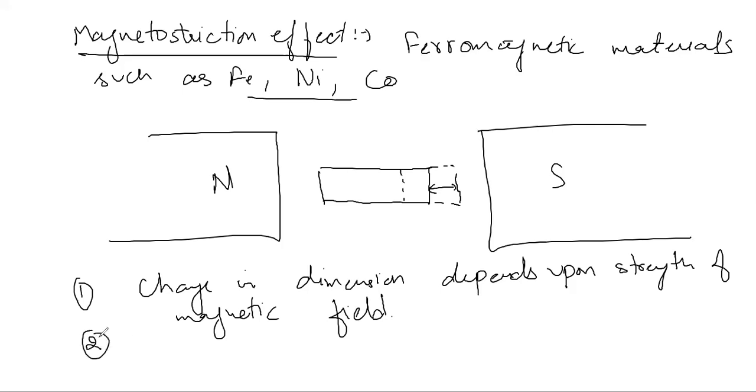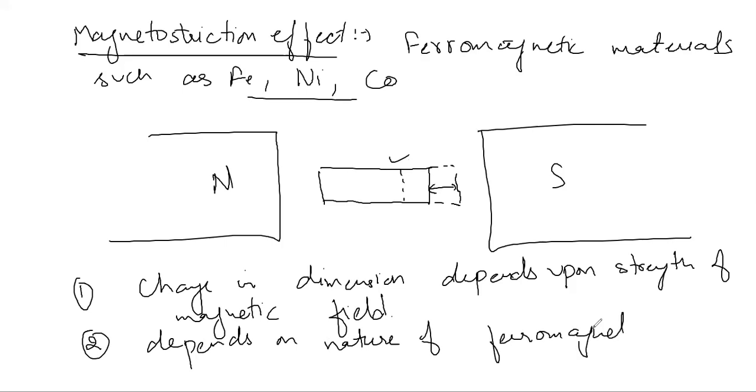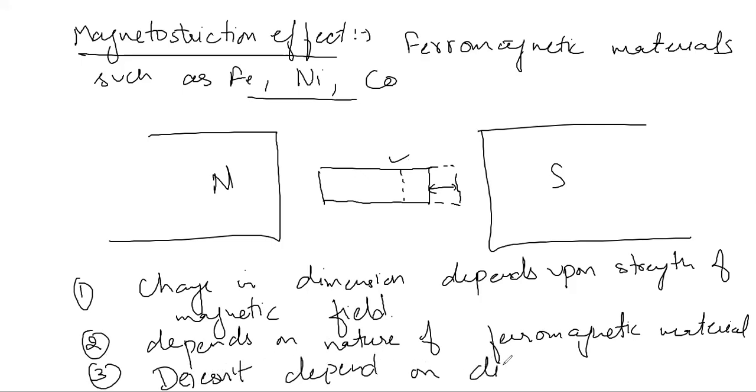It depends on the nature of the material also. यहाँ पे आप आयरन प्लेस करोगे, maybe iron will show a larger change in the dimension as compared to nickel or copper. So it is going to depend on the nature of the ferromagnetic material, which basically means which ferromagnetic material you are using here. And the most important part is it does not depend on the direction of the field, which is opposite to the piezoelectric effect.